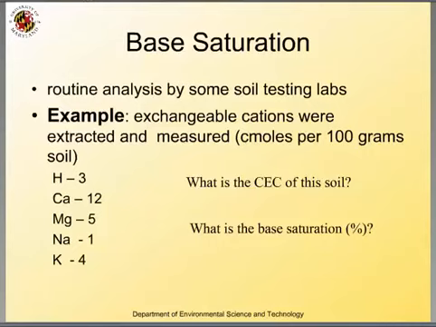Now remember, one way of measuring CEC is by extracting all your exchangeable cations, expressing them as centimoles per 100 grams, and adding them up. So we could certainly do that with this data, right? Because we have a very complete list of exchangeable cations. There's 3 centimoles of hydrogen per 100 grams. There's 12 centimoles of calcium per 100 grams. There's 5 centimoles of magnesium. There's 1 centimole of sodium and 4 centimoles of potassium. So what's the CEC of that soil, in centimoles per 100 grams?